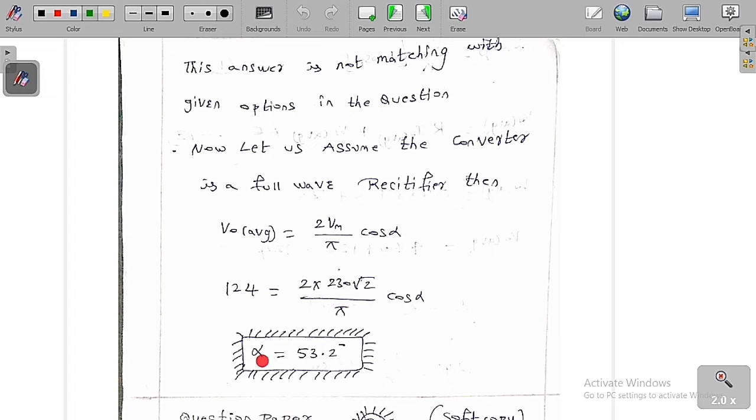So if you solve this one, alpha is equal to 53.2 degrees. Yes, this is present in option D. So this is the correct solution of this question. Means in the question they have given a wrong question, but if they remove the freewheeling diode, then it is going to act like a full wave converter, and we are going to get option D as the correct solution of this question.